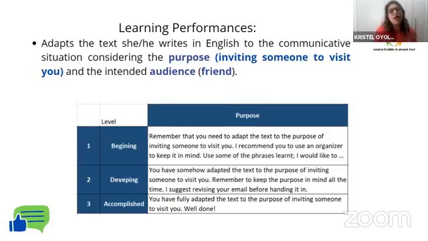Number 1: remember that you need to adapt the text to the purpose of inviting someone to visit you. I recommend you use an organizer to keep it in mind. Use some of the phrases learned, like "I would like to...". So here I am selecting: number 1 is the beginning, number 2 is developing, sorry for the misspelling, and number 3 is accomplished.